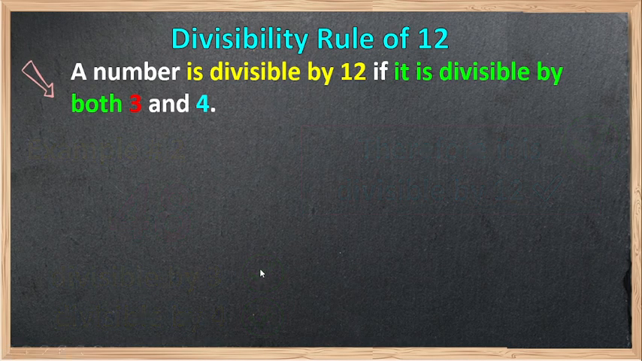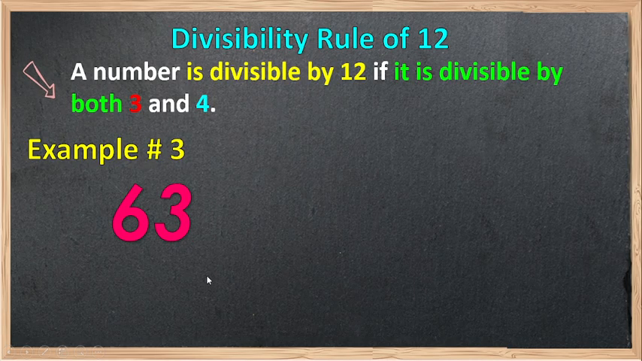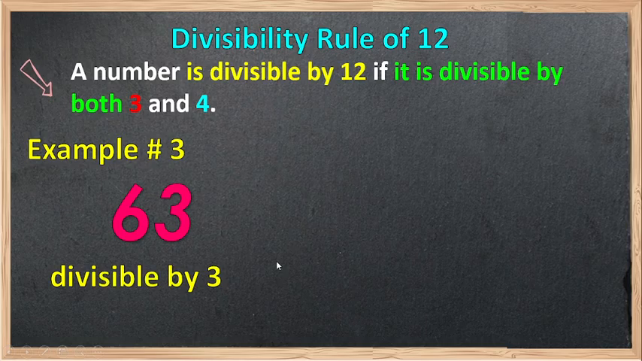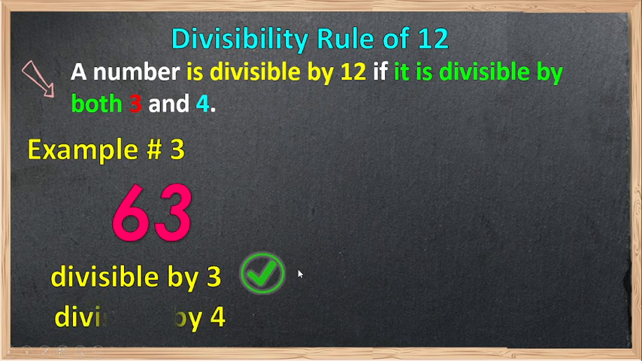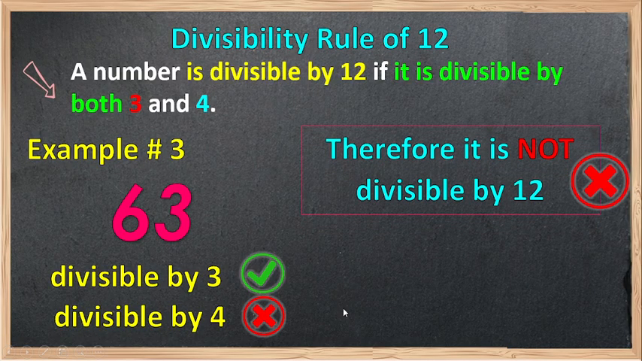Next one, we have 63. Is 63 divisible by 3? Correct, it is divisible by 3. Is 63 divisible by 4? No. Because the last two digits are not divisible by 4, it is not divisible by 12. Okay? We need both 3 and 4 to divide the number to get the divisibility rule of 12. Okay? So, that's it.